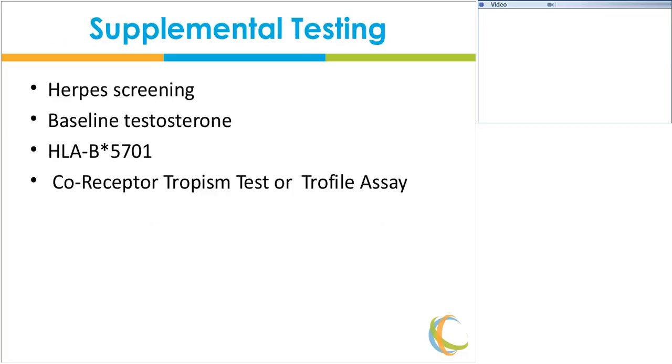Okay, some supplemental tests. I use the word supplemental because these tests are done only in specific circumstances. For herpes screening, if the patient has not had a history of chickenpox or shingles, you might want to check for a varicella zoster IgG, and then if the patient has a CD4 count of greater than 200, you might want to consider vaccination. Again, that will be covered in the vaccination webinar.